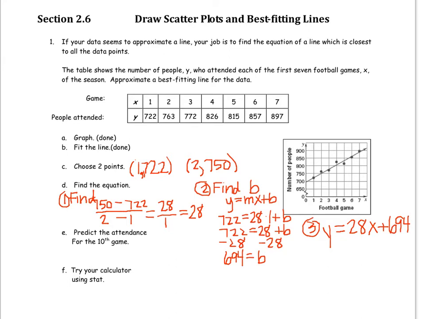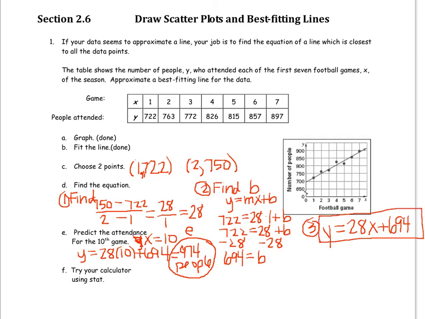E says predict the attendance for the 10th game. So that's saying really let x equal 10 and find y. So y equals 28 times 10 plus 694. And I knew to make x 10 because if we look, x is our number of football games, and we want the 10th game. So if I simplify this, I get 974, and my units would be people. So here's my answer for E, and here's my answer for D.